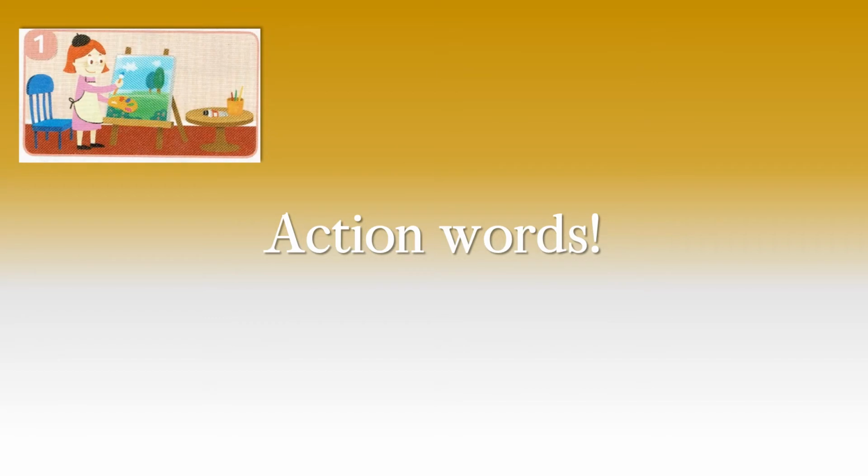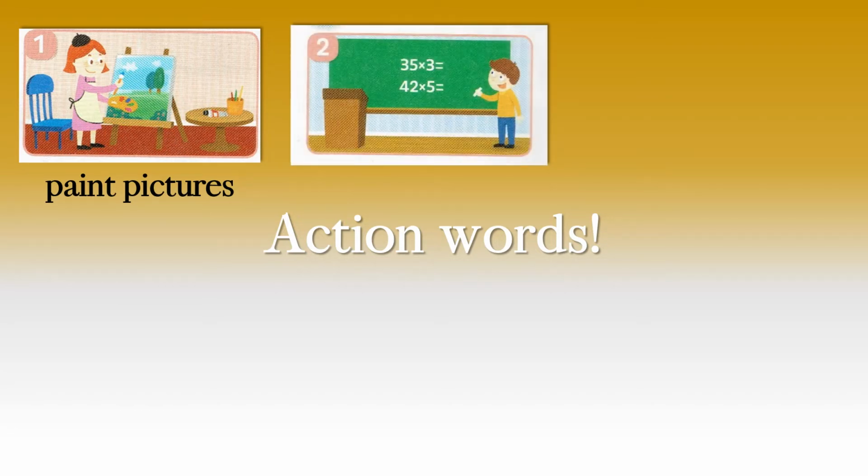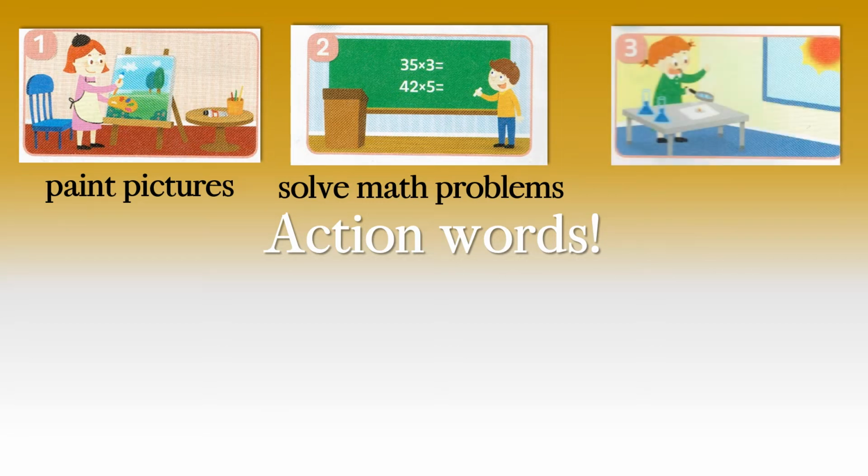Okay, can you remember the action words that we looked at last class? These are the things we do in the 6 subjects. Okay, number 1, what is this girl doing? Paint pictures. Number 2, this boy is in math class, but what do we do in math class? Solve math problems. That's right. Remember, solve, it means to look for the answer. Number 3, what do we do in science class? Do experiments. Here, our action word is do.